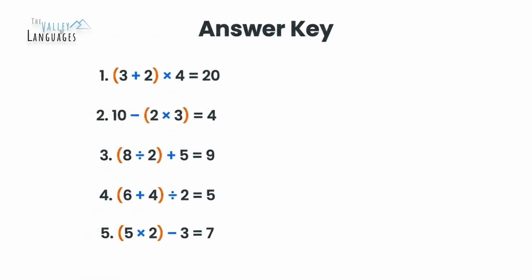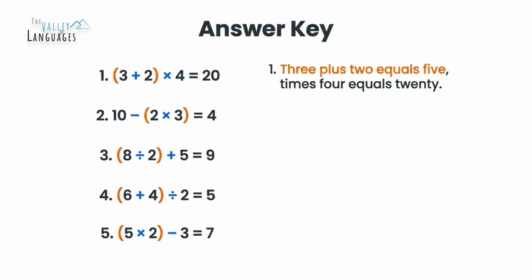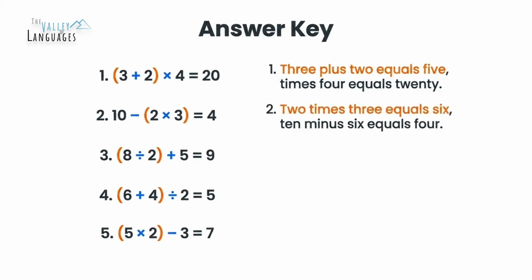All right, welcome back. Checking your answers. Let's see how you did. I'm going to read the first 2 answers nice and slowly so you can check them against your written work. Ready? Number 1, 3 plus 2 equals 5, times 4 equals 20. Number 2, remember, parentheses first. 2 times 3 equals 6. Then the rest of the equation. 10 minus 6 equals 4.